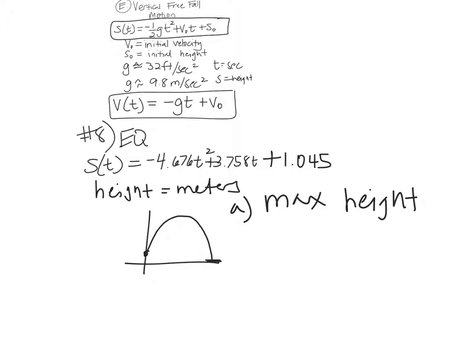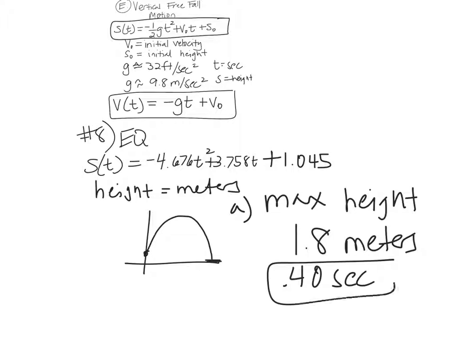All right, so let's go ahead and calculate the maximum. So we'll hit enter, enter, enter. Calculate the maximum, and you get the maximum height was 1.800000 meters. And it happened at 0.40 seconds. Okay. You find that by using calculate the maximum on your calculator.